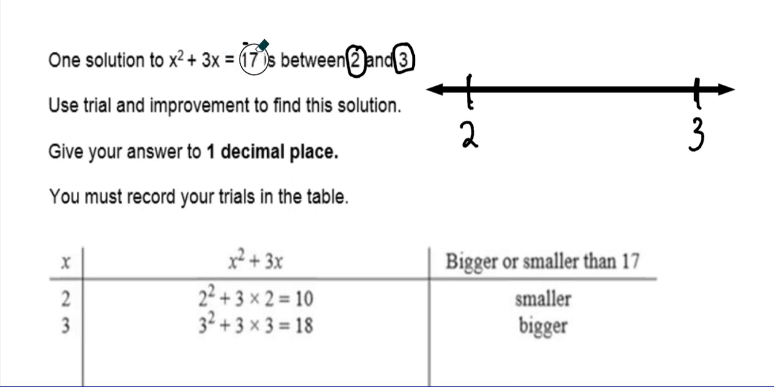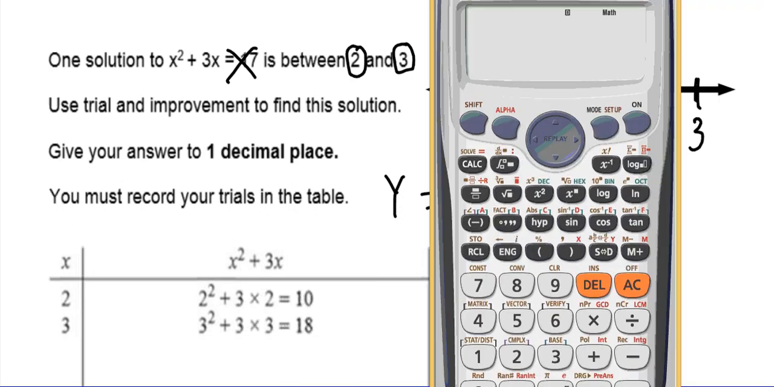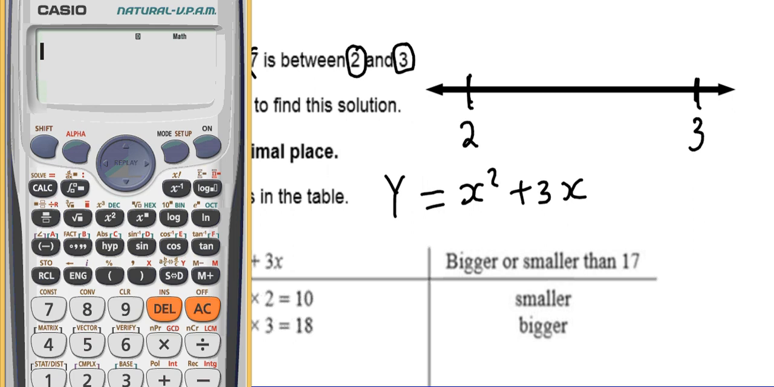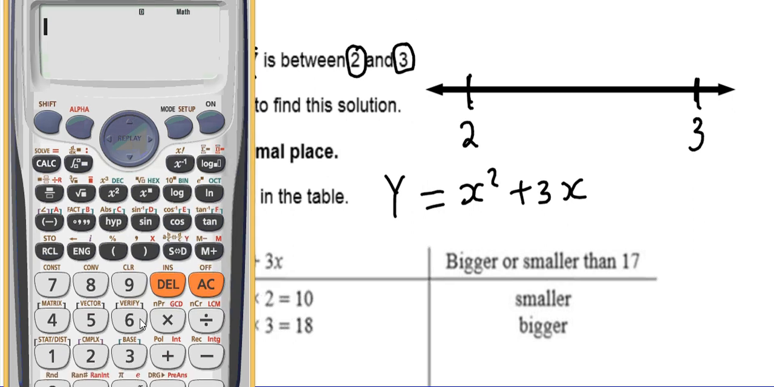So for now we have to store this function here, y equals x squared plus 3x. We have to put this function in our calculator. Right, this is the calculator. Let us store this function in a calculator. So we have y equals x squared plus 3x.